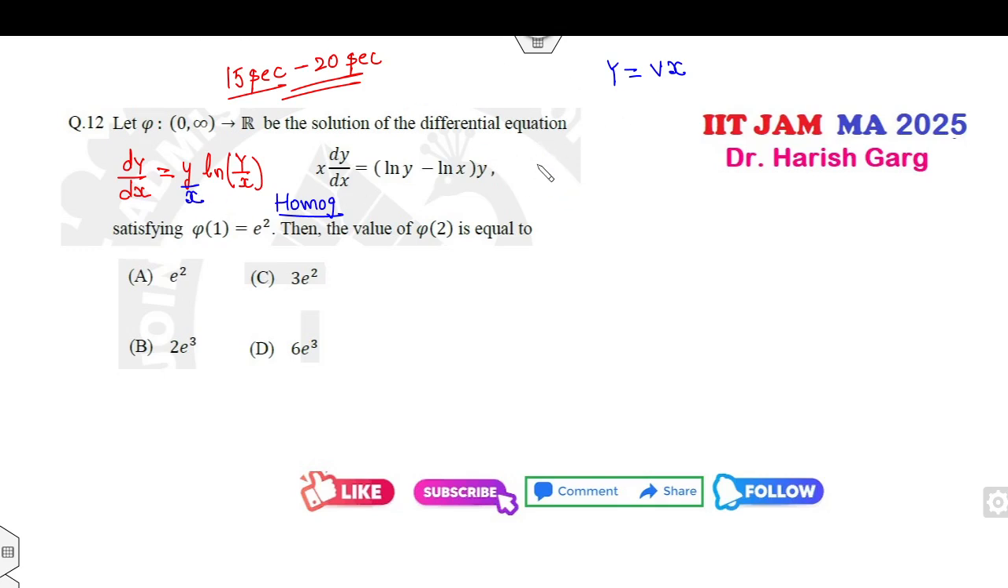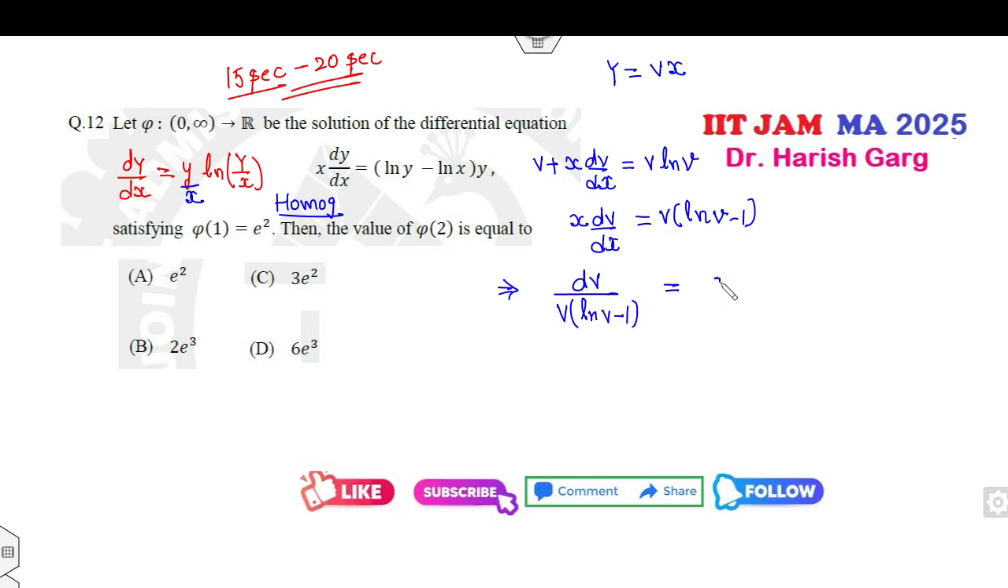So clearly from this case it is x v plus x dv over dx, and this side will be my v ln v. So that implies x dv over dx. I can take v to the right hand side. It is ln v minus 1. So that implies dv over v(ln v minus 1) is equal to dx over x.